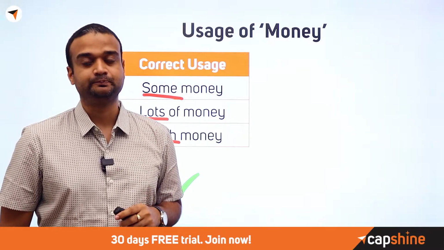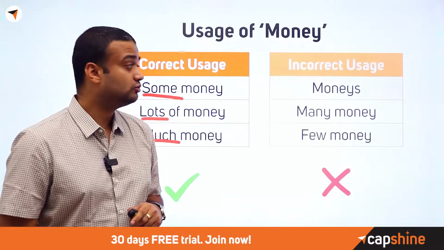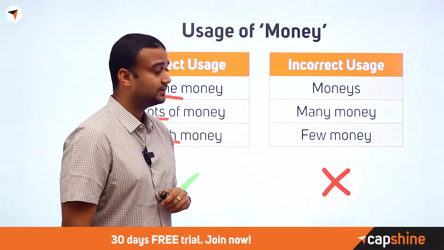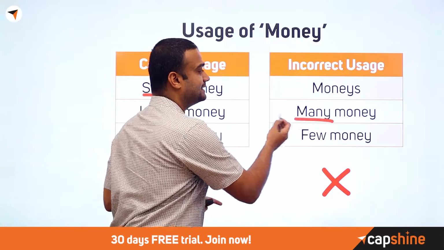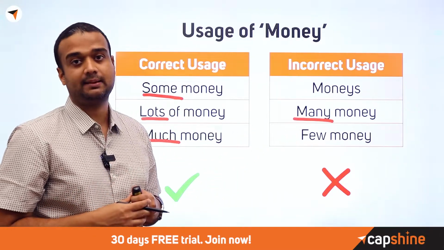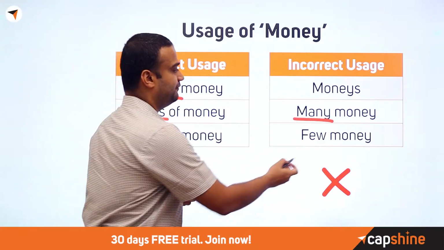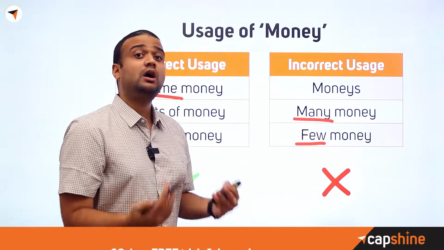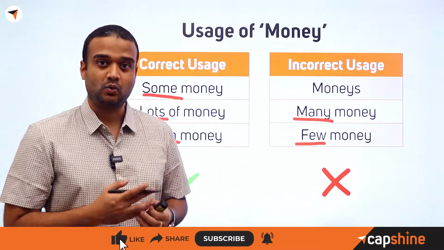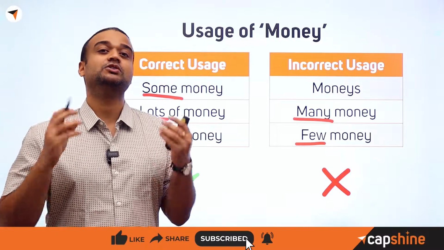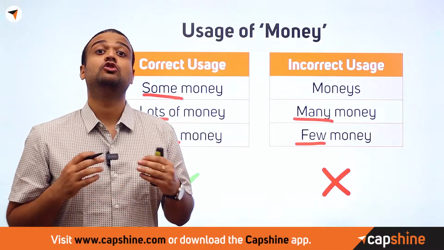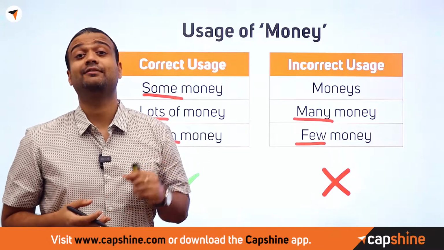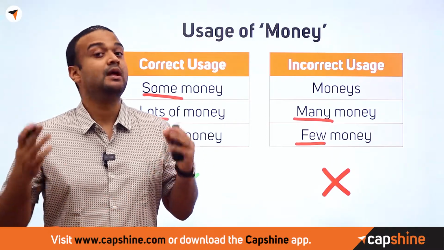Money is not countable. So therefore, what do people usually do wrong? They say monies, they pluralize it. Remember, uncountable cannot be pluralized. Many money, many is only for countable, therefore you cannot say many money. And few money, same problem. You can't also say I have 8 money in my wallet. That sounds wrong because obviously money is uncountable in a grammatical sense. You could say I have a lot of money, or you could say I have 8 rupees in my wallet. That works.